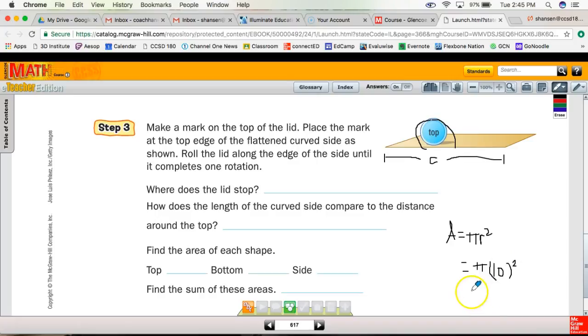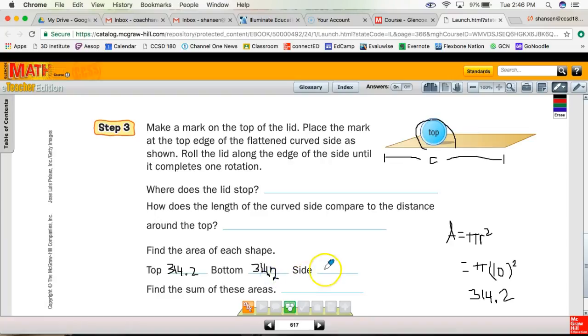which 3.14 times 100 is going to be 314. So 314 and some change. We'll round it to the nearest tenth: 314.15, so it's 314.2. That value, 314.2, goes both here in the top and on the bottom. 314.2 for the top, 314.2 for the bottom. And it says the word side. The side means the lateral area.